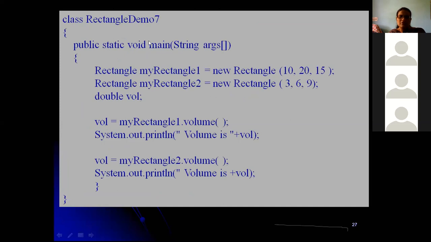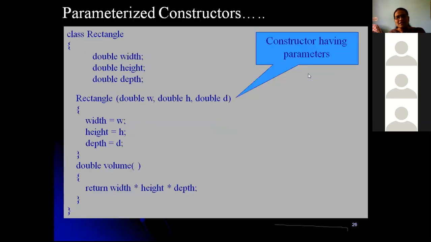Next, here you can see the Rectangle demo. My rectangle1 object is calling the parameterized constructor with 10, 20, and 50. So 10 is W, 20 is H, and 50 is D. And next, 10, 20, and 15 values get assigned to width, height, and depth respectively.